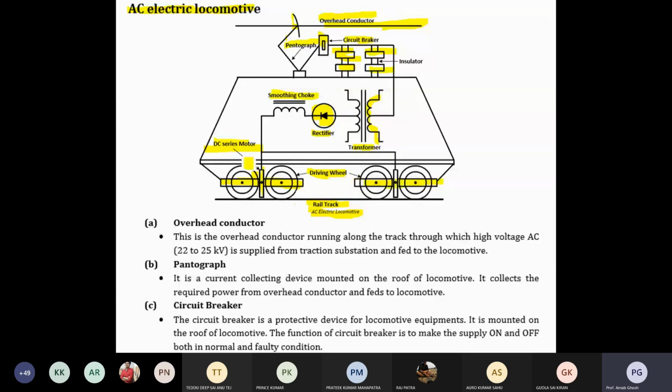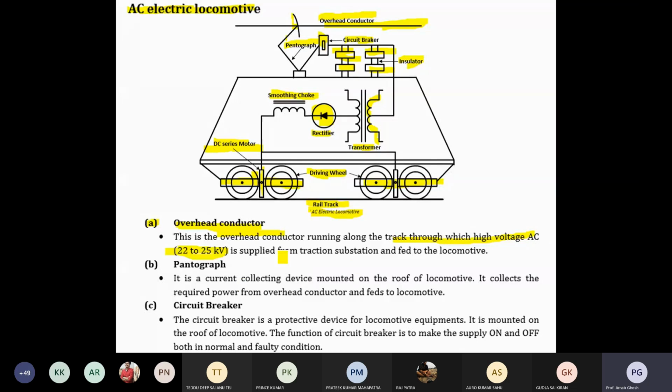Then, what are the most important points? Number one is the overhead conductor, which I already told you about. What is the voltage of the overhead? It is 22 to 25 kilovolt; in the normal Indian convention we use 25 kilovolt. This overhead conductor runs along the track, carrying high voltage AC supplied from the traction substation and fed to the locomotive. Then the pantograph. What does the pantograph do? It collects the power from your overhead conductor.